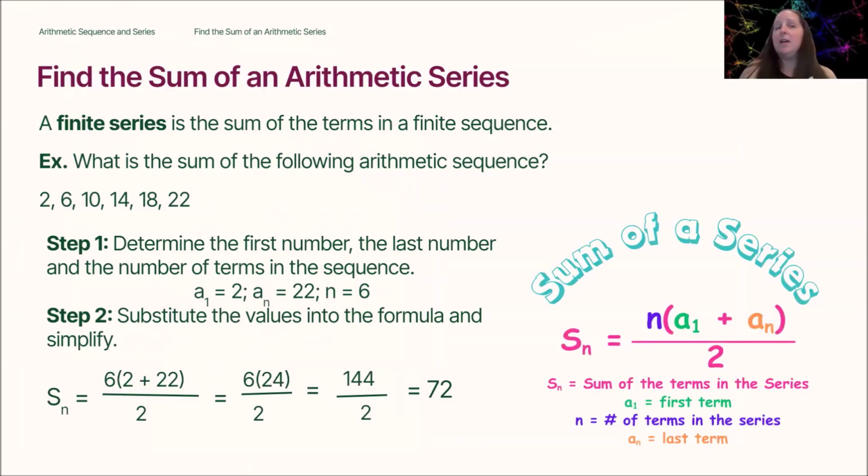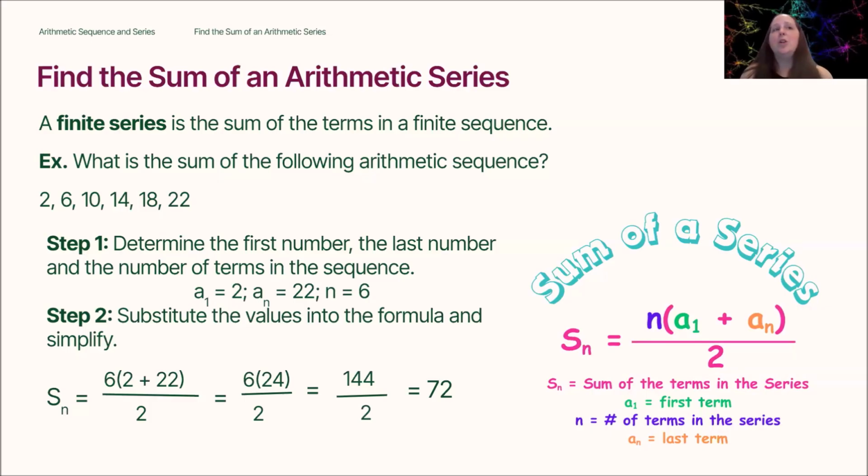If you want to, you can sit here and add 2 plus 6 plus 10 plus 14 plus 18 plus 22. But when you get into larger and larger sequences, you're going to want to know the formula for it. So my formula for the sum of a series is S sub n, which is the sum of the terms. So that's going to be my answer, my solution, equals n, however many terms there are in the series, times my first term plus my last term, and then divided by 2.